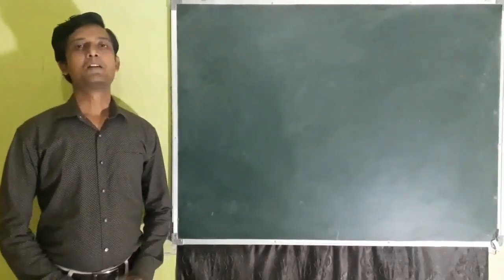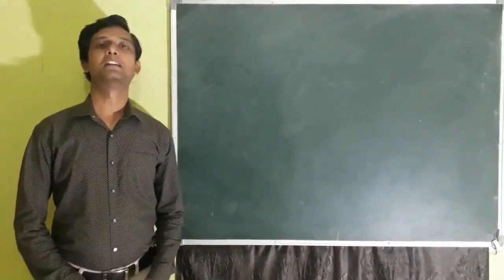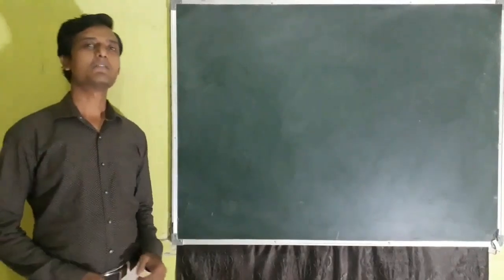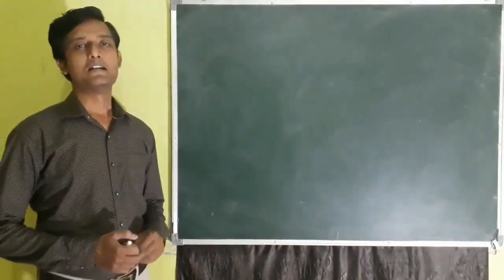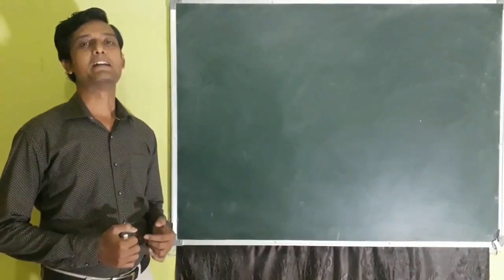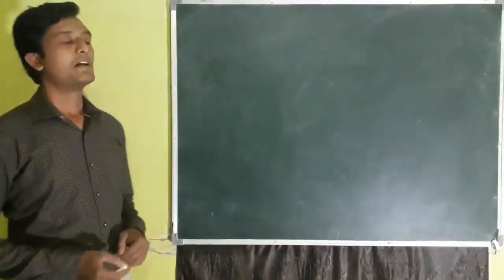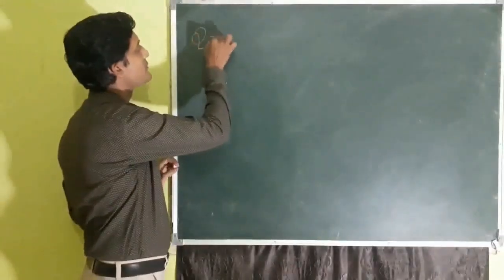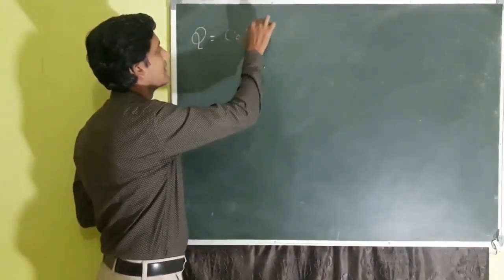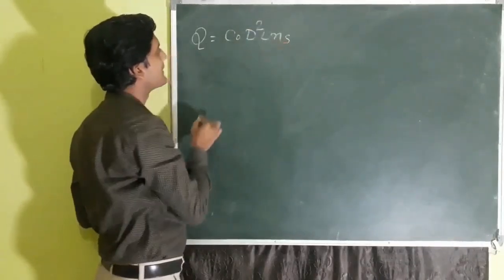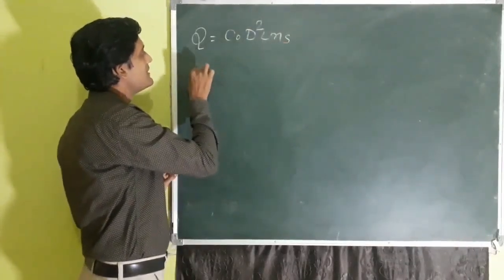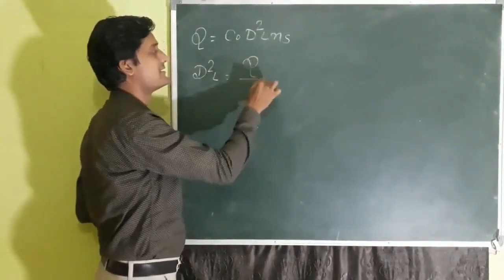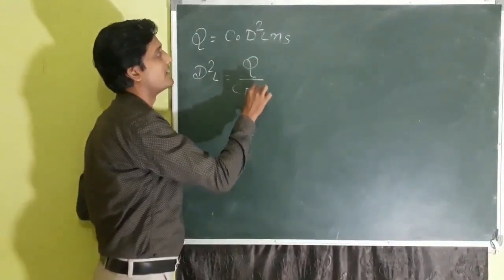Good afternoon everyone. Today we are discussing specific magnetic loading and specific electrical loading, or the factors affecting the selection of electrical loading and the selection of magnetic loading. In the last lecture we saw the output equation Q = C0 D² L Ns. So D² L is equal to Q divided by C0 Ns.